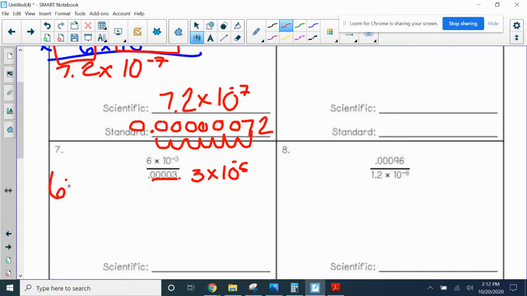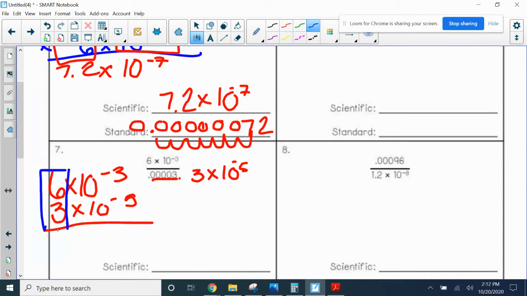So I have 6 times 10 to the negative 3 over 3 times 10 to the negative 5. We've lined it up, so we can go ahead, box our decimals, box our tens. We know we're going to bring down times. We're going to keep our matching 10, and we're dividing. I should have put my dividing line in between them and not a line like we're multiplying. We're dividing these numbers, so keep the 10, subtract the exponents.